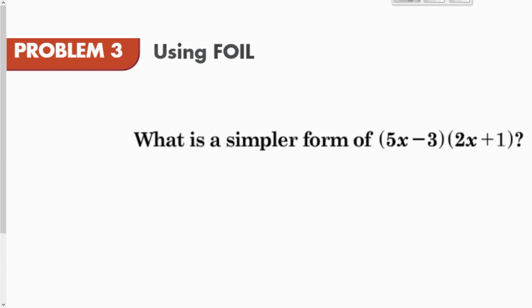Okay. Oh, I guess I keep going backwards. Now use a FOIL. So that was the FOIL method. So I guess I'll use the double distribution. They're all three the same thing.